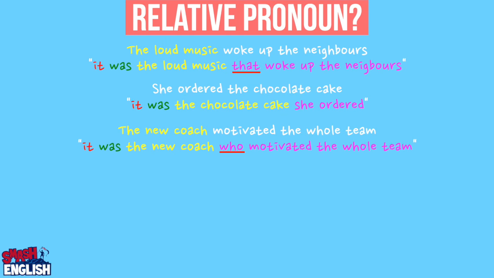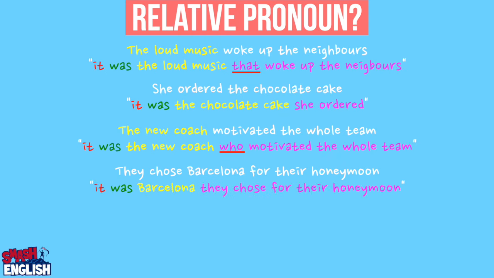And let's look at one more example. Our original sentence is "they chose Barcelona for their honeymoon." The cleft would be "it was Barcelona they chose for their honeymoon." Again, we do not need "that" because Barcelona is our object and not our subject.